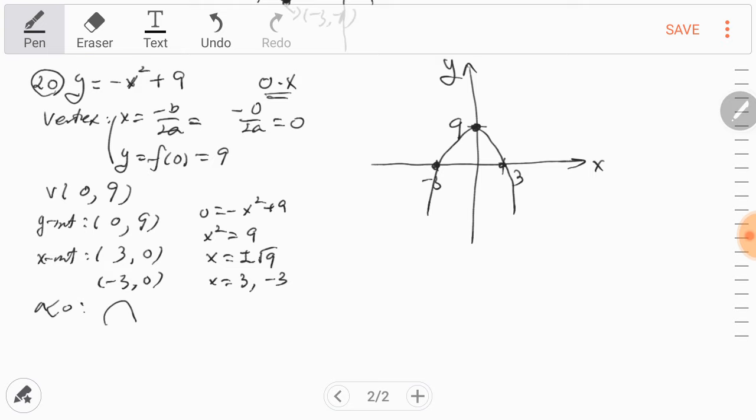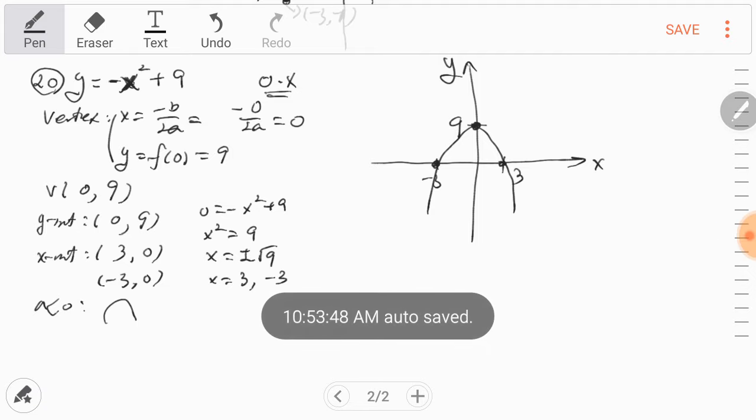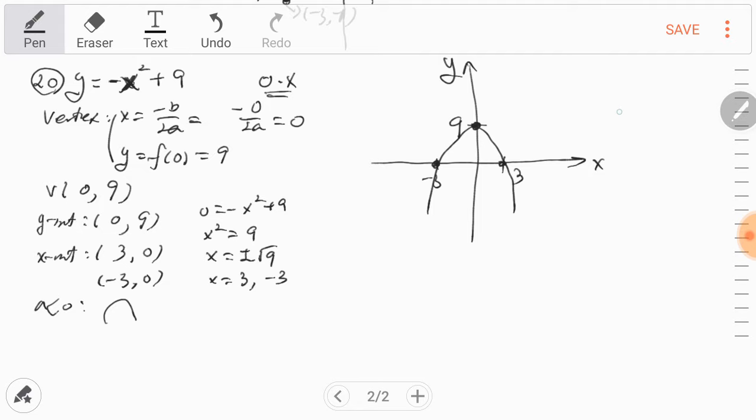Or can you think about this as a translation of negative x squared, 9 units up? Plus 9 is up, not down. So if we know the transformation, we can do it this way. This is x squared. And then negative x squared is a reflection across the x-axis. This is negative x squared. And then plus 9 means move this graph 9 units up, like this. So this makes sense.